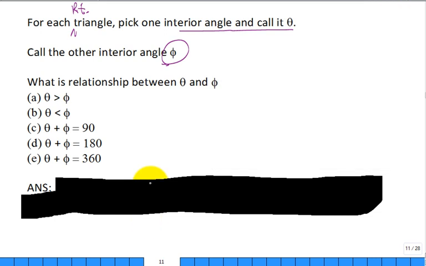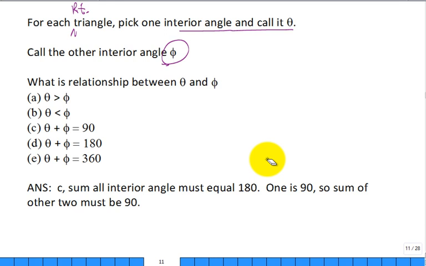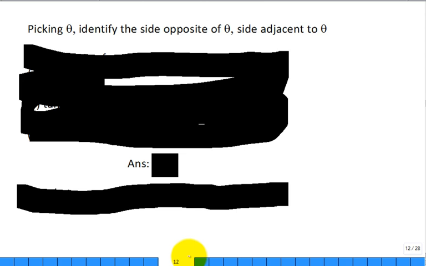All right. So we know that the sum of all interior angles must be 180 of all triangles. It's true of the right triangle. One of the angles of the right triangle is 90, hence the sum of the other two must be 90. Picking theta, identify the opposite side of the angle theta. We just said that was opposite, as well as the side that's adjacent. All right, we then talk about the lengths or magnitudes of those sides, the opposite and adjacent. True?